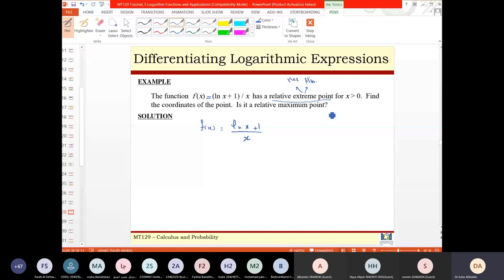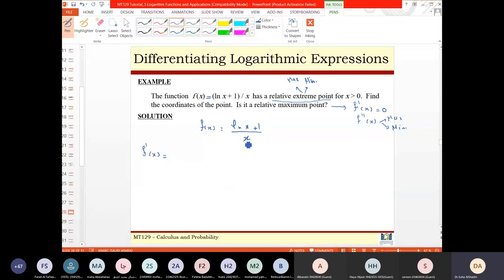So since I'm talking about maximum, minimum, I have to find f dash of x. I have to let it equal to 0. I have to get the point. I have to substitute it in f double dash of x to check if it is a maximum or a minimum point, right? So the first step, I'm going to find f dash of x of this function.